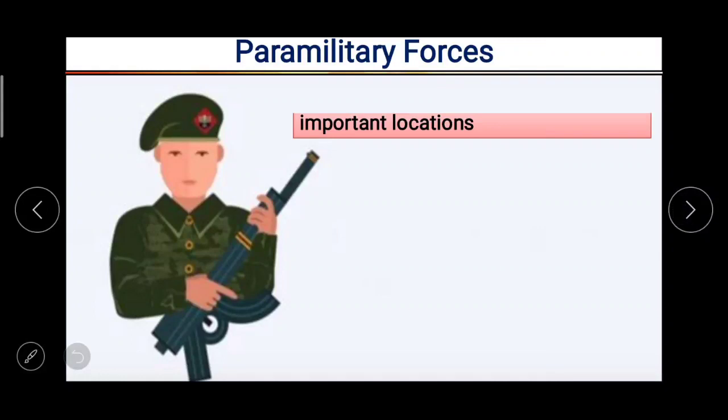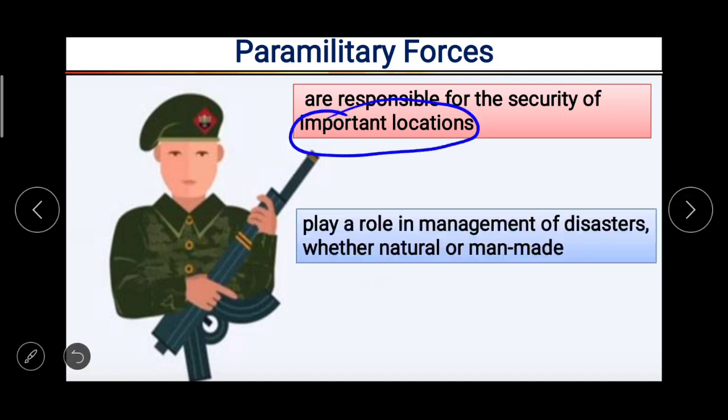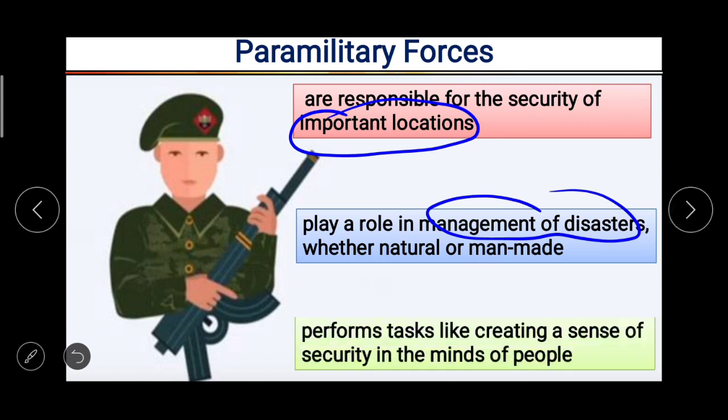Now, the first one here, the paramilitary forces responsible for the security of important locations, which includes railway stations, oil depots or water reserves. So, these paramilitary forces play a role in management of disasters, whether natural or man-made disaster, and perform tasks like creating a sense of security in the minds of people.